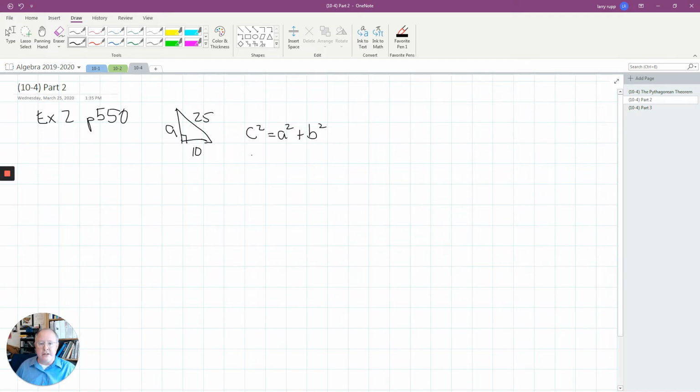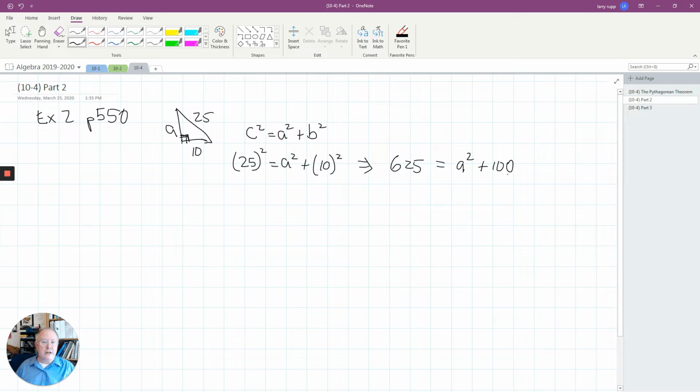Well, we know C because the hypotenuse is always the side opposite of the right angle. Here's the right angle right here. The hypotenuse is opposite of that angle. The legs are the ones that are attached to that angle. C is 25, so we end up with 25 squared is equal to A squared plus B is 10, so that's 10 squared, okay? So 25 squared is, I'm sorry, 625 equals A squared plus 100.